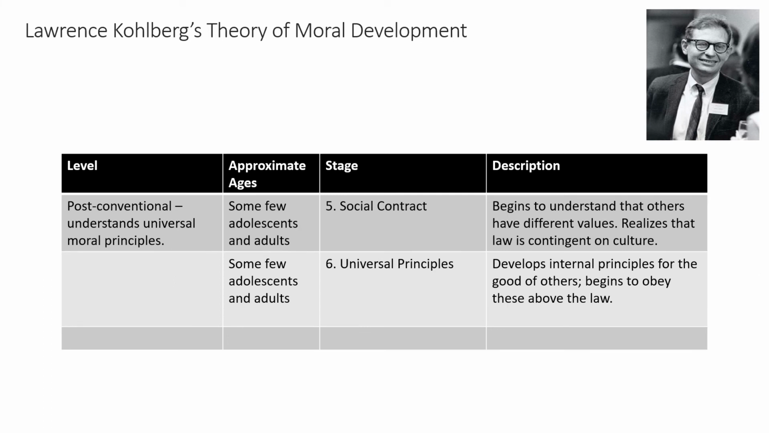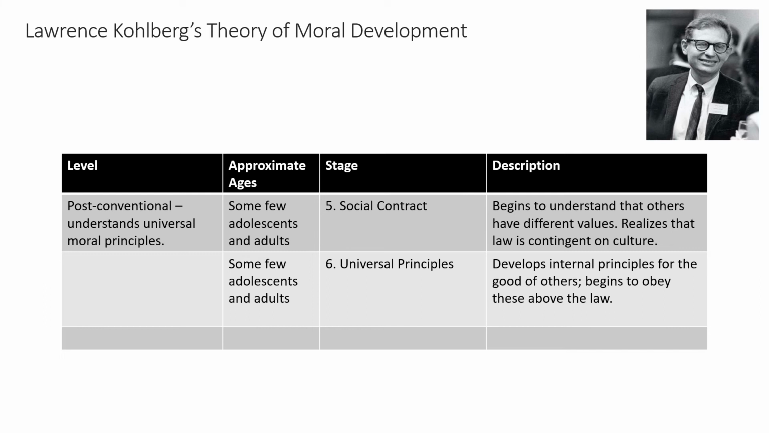The last level is called the post-conventional stage. At this stage, individuals start to understand universal moral principles. Principles such as human life is sacred, and even if a law contradicts something that's going to endanger a human life, it's not a good law.